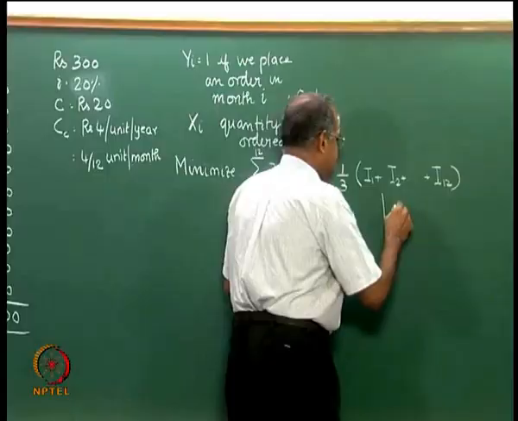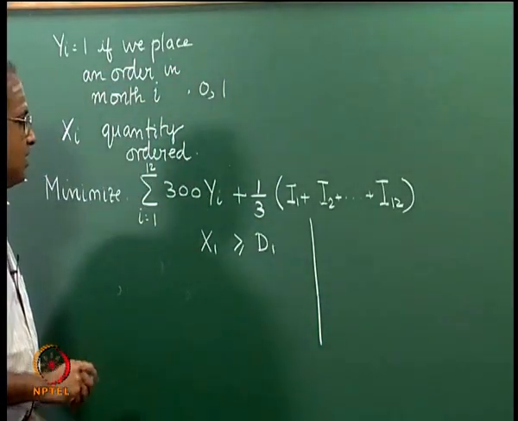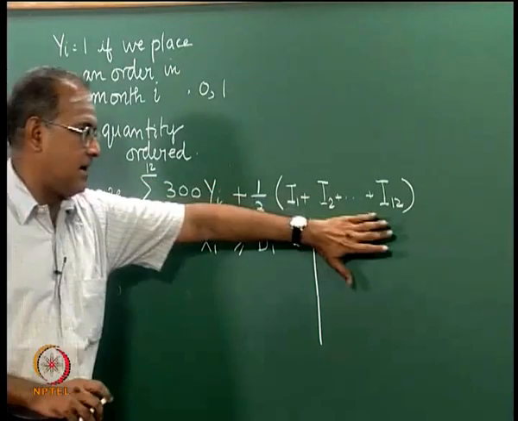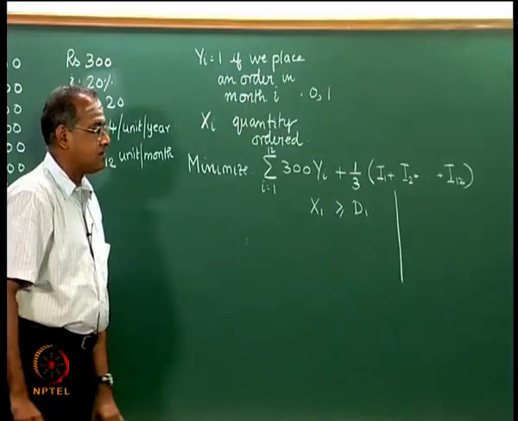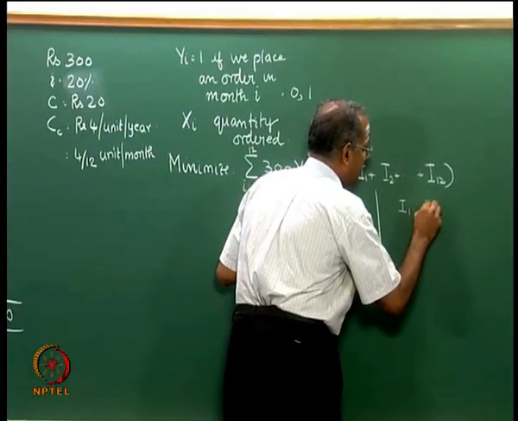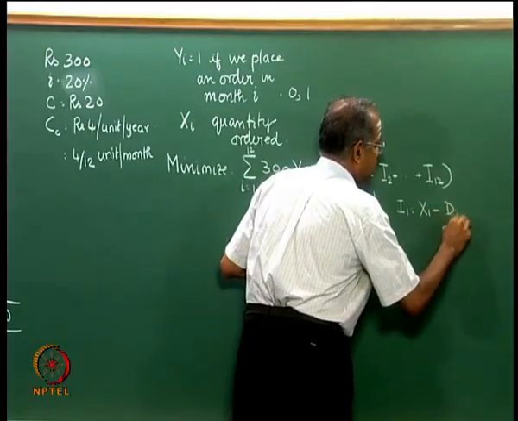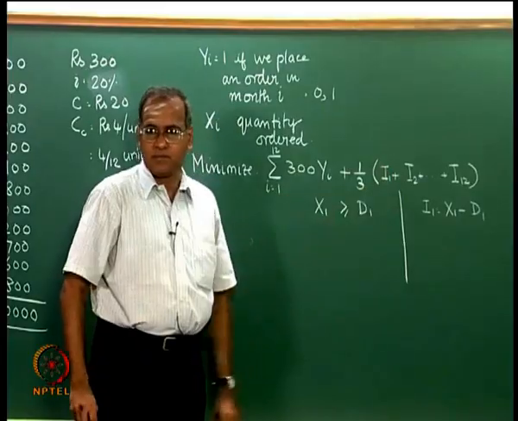So this is written as, from this we will know that I1 is equal to x1 minus d1. So I am just going to write here I1 is equal to x1 minus d1. Later we will substitute for I1 here.